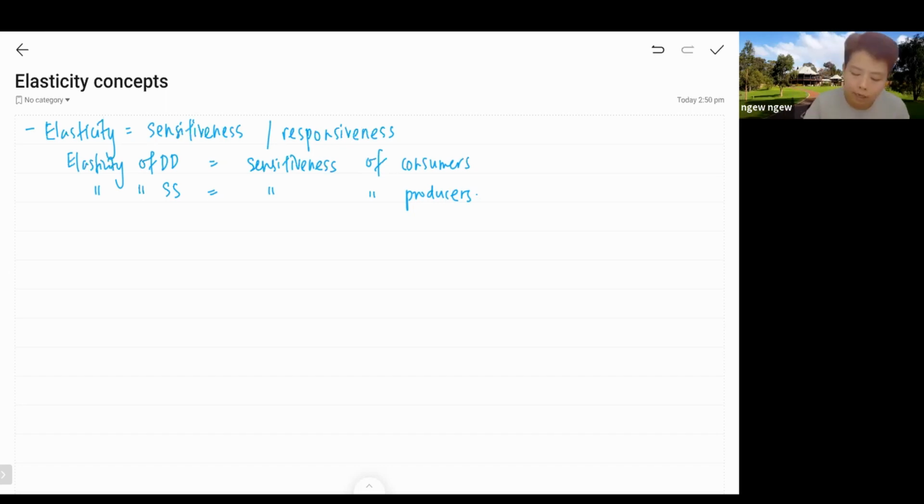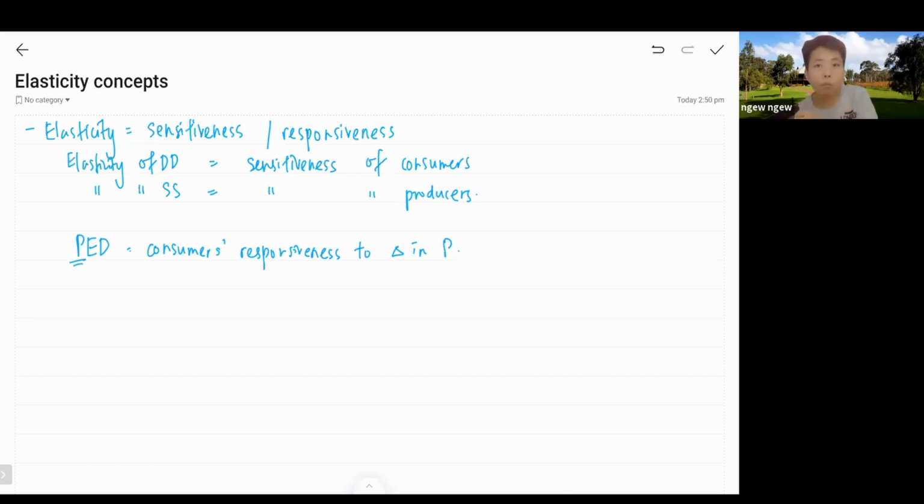So if I say PED, meaning that consumers, D refers to consumers, consumers' responsiveness to changes in price. So therefore, if I change the alphabet in front, then it will mean responsiveness of consumers to a different variable. Okay, so that's the first part.